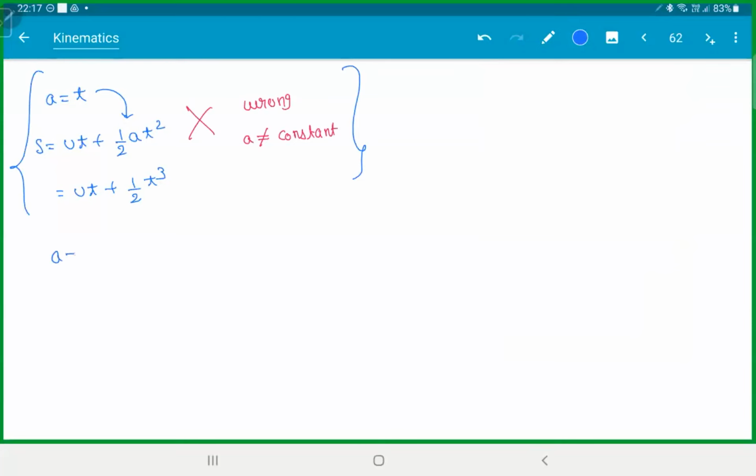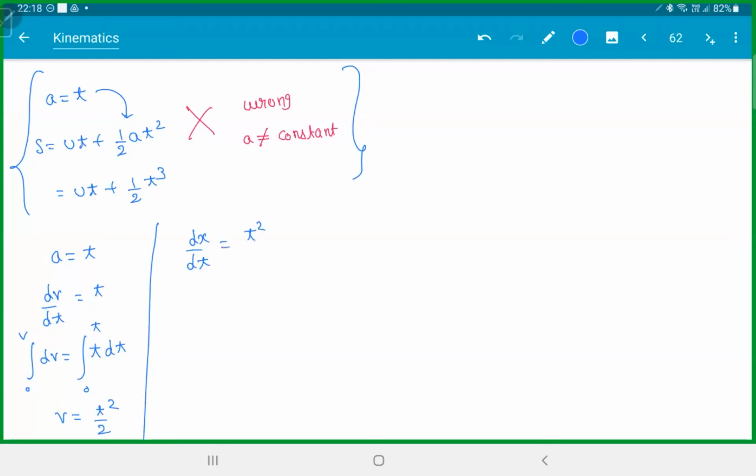Then how do you do this? a is equal to t. Acceleration is dv by dt is equal to t. Send that to that side, t dt. Integrate 0 to v, 0 to t. We get v is equal to t square by 2. Once you get v, you can write it as dx by dt is equal to t square by 2. Send dt that side. We get t square dt by 2. Integrate again, 0 to t and 0 to x. We get x is equal to t cube by 6. This is the distance traveled by the vehicle as a function of time t.